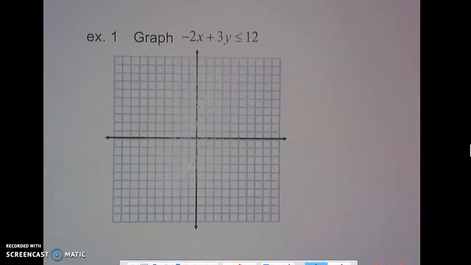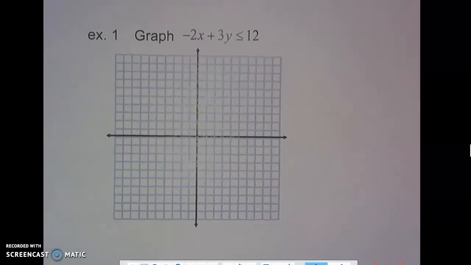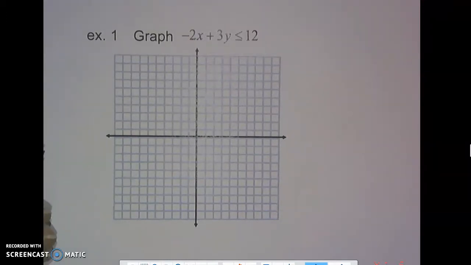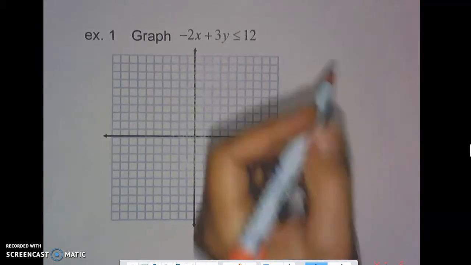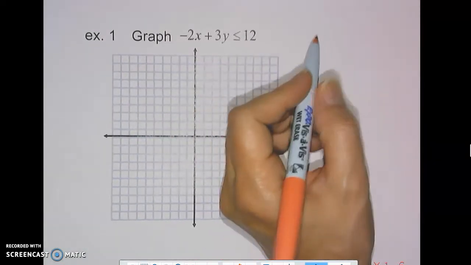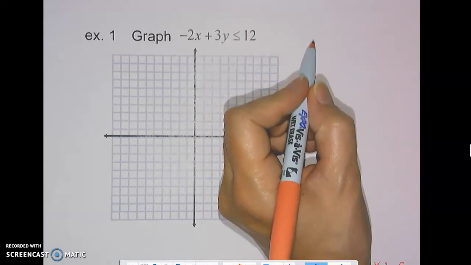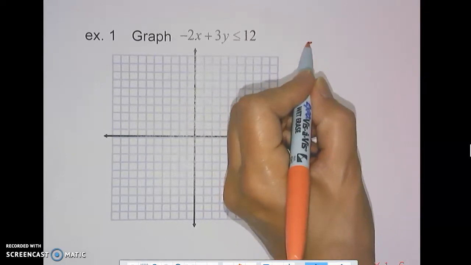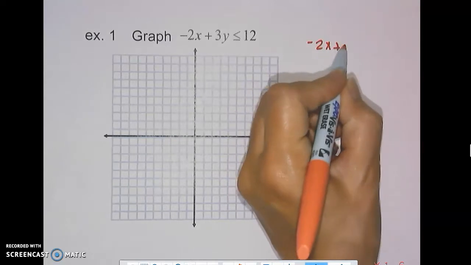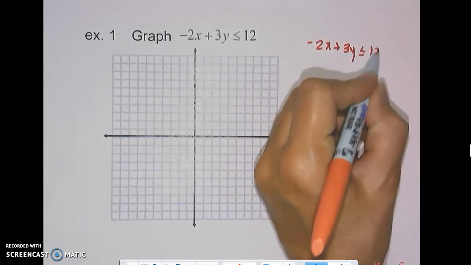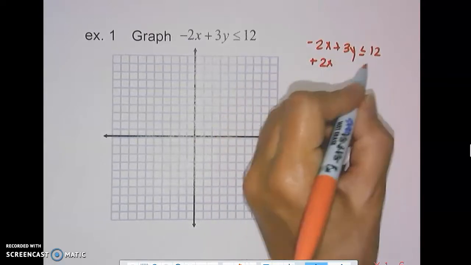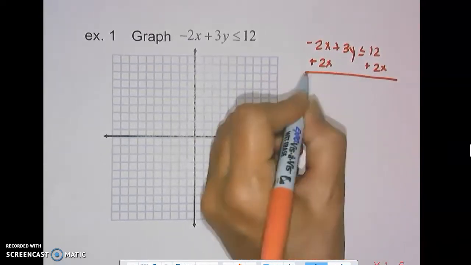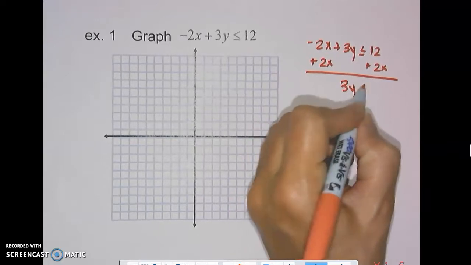The first one we're going to look at is if we graph negative 2x plus 3y is less than or equal to 12. And since y is not by itself, we can't graph this yet. So we're going to graph this by getting y by itself. So that means that if we start with our inequality here, we're going to have to get the y by itself. So we want to move the x's. That's the first step of getting y by itself, is to move the x's.